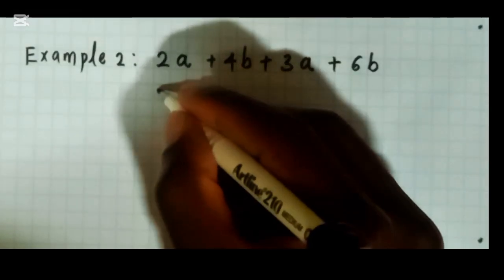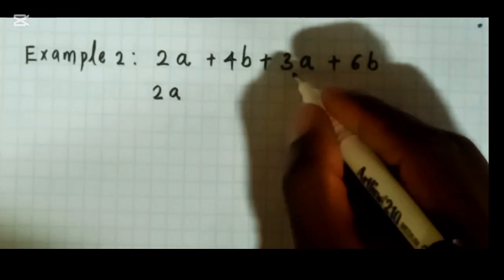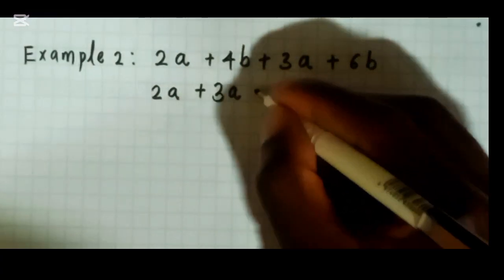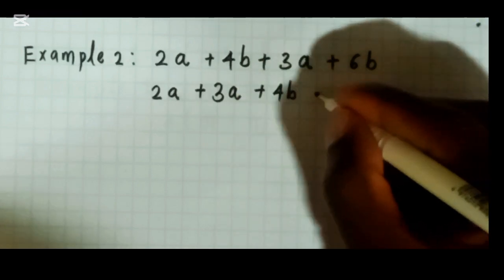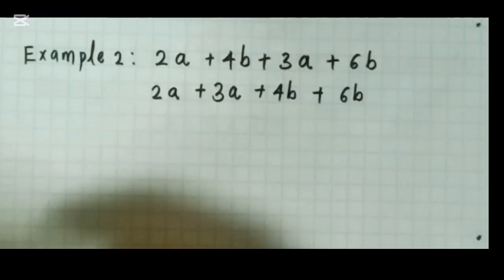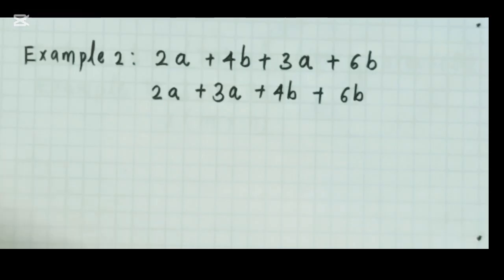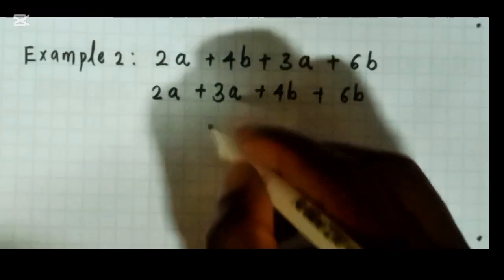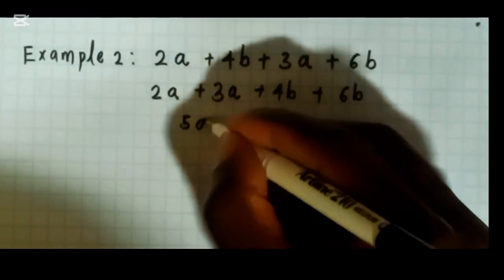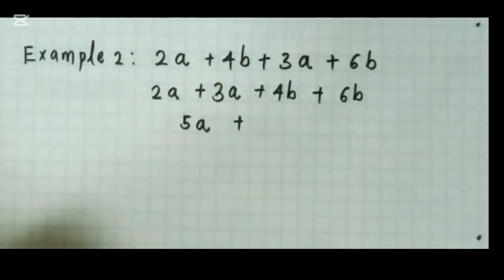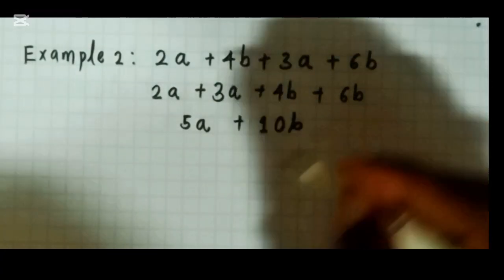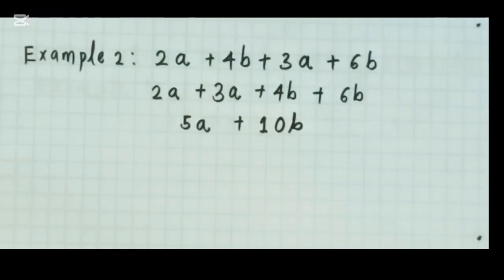So 2a is of the same like term as 3a, and 4b is of the same like term as 6b. Okay, so we're going to add the like terms together. So 2a plus 3a will give us 5a, plus 4b plus 6b will give us 10b. Now we have the expression at its most simplified version.